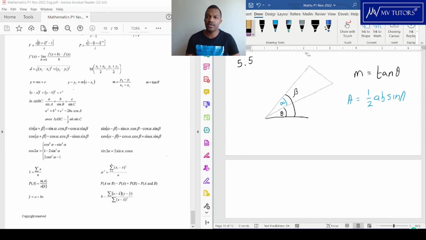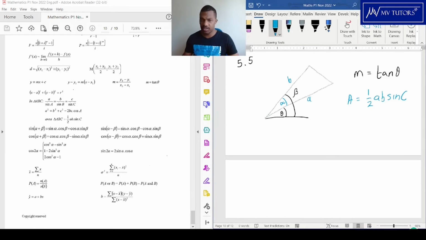I'm reading the wrong thing. Sine C. Okay, so this is an included angle. So that would be, let's call this one side A, and then that's side B, and then the angle C is alpha. Okay, then we get the thing.